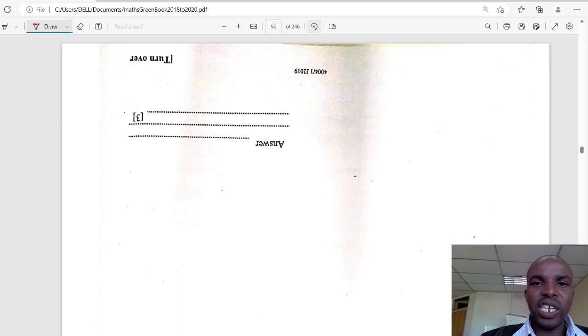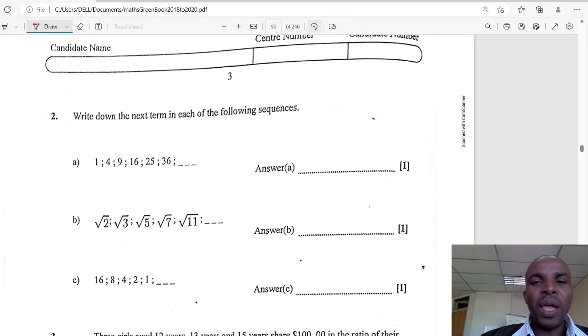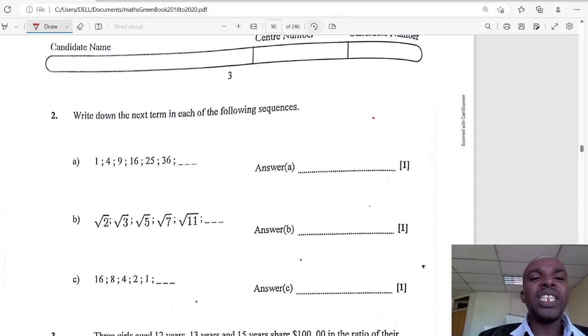Next, let me turn this one. Question number 2. Write down the next term in each of the following sequences. Right, we have 1, 4, 9 in the first sequence. So you have to just determine the sequence. How are we getting the second from the first? Or how is our sequence lined up?